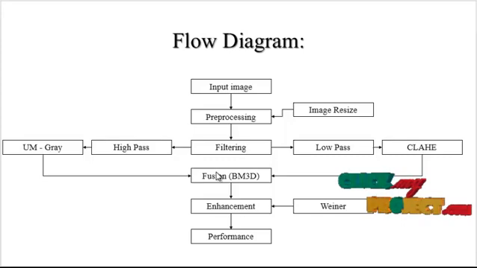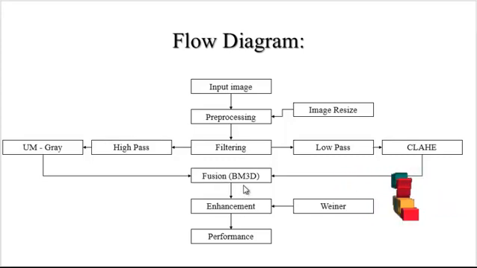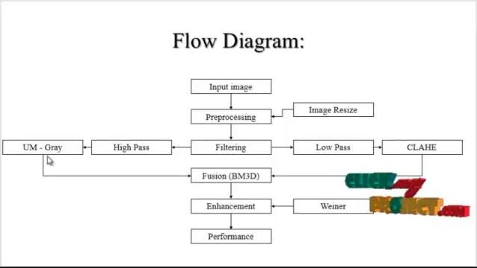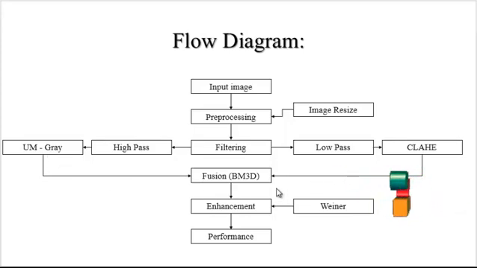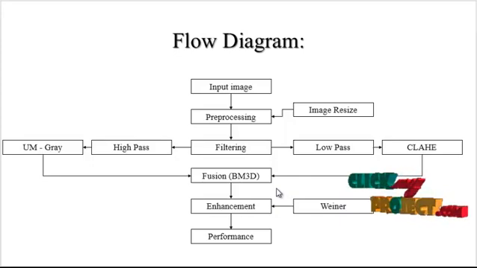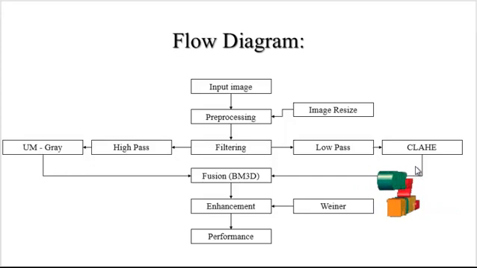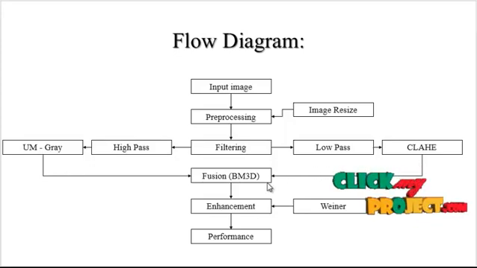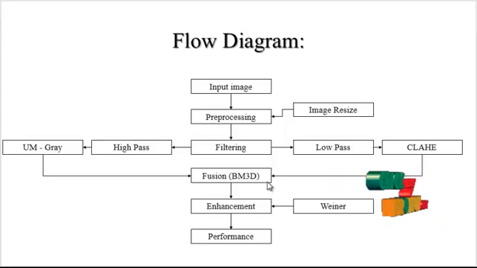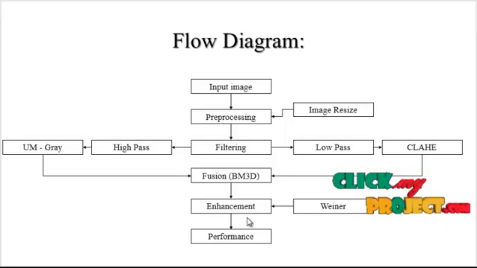So the next module is the fusion module. In this module we are going to use the BM3D model for fusing the gray image and the CLAHE image. After the fusion of these two images, some of the details present in the grayscale image and some of the details present in the CLAHE image will be combined together to generate the new image. After the fusion we move on to the next stage of the process, that is the enhancement.